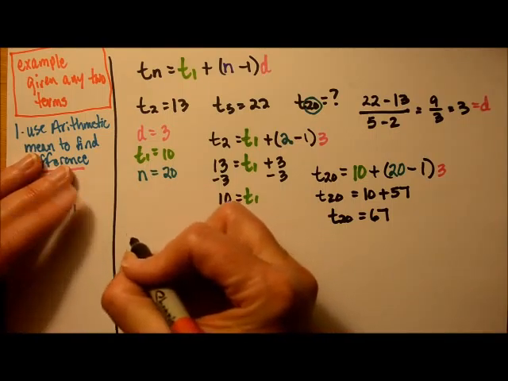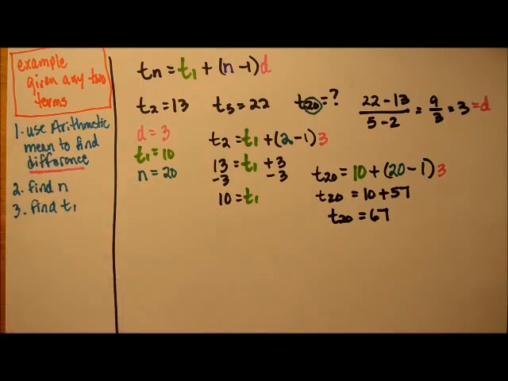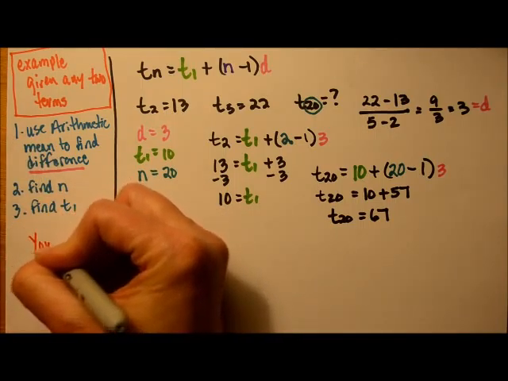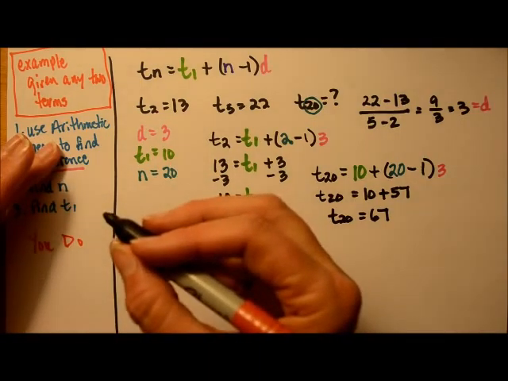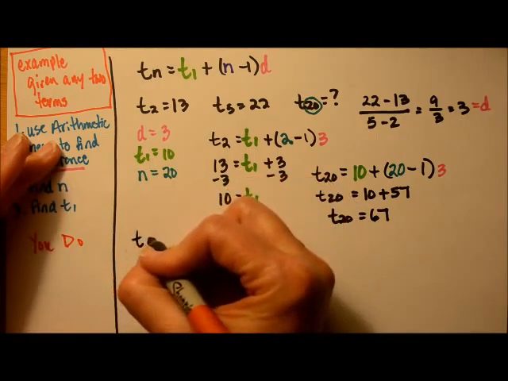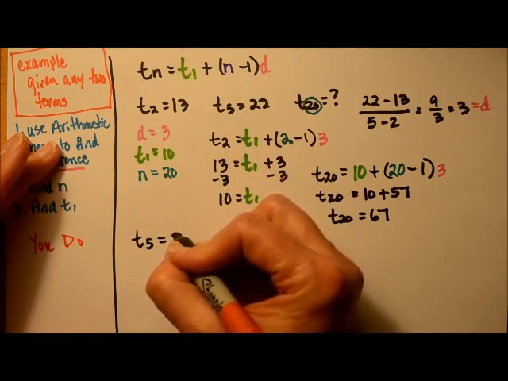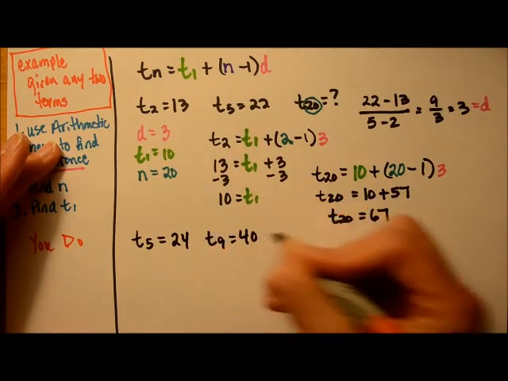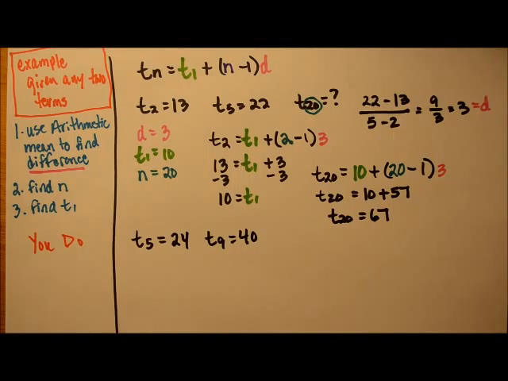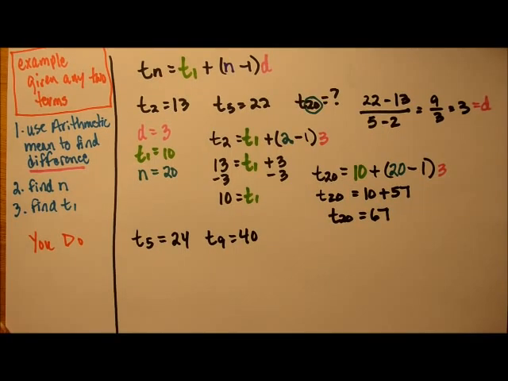Okay, here we go. So this is a U-do. We had some other U-dos and I didn't mark them, but this one is a U-do. I want you to do this one. T5 equals 24 and T9 equals 40. So go ahead and pause the video and see if you can do it. You just have to kind of follow the example, and usually that'll get you where you need to go. And then come back and we'll see if we can't figure it out.